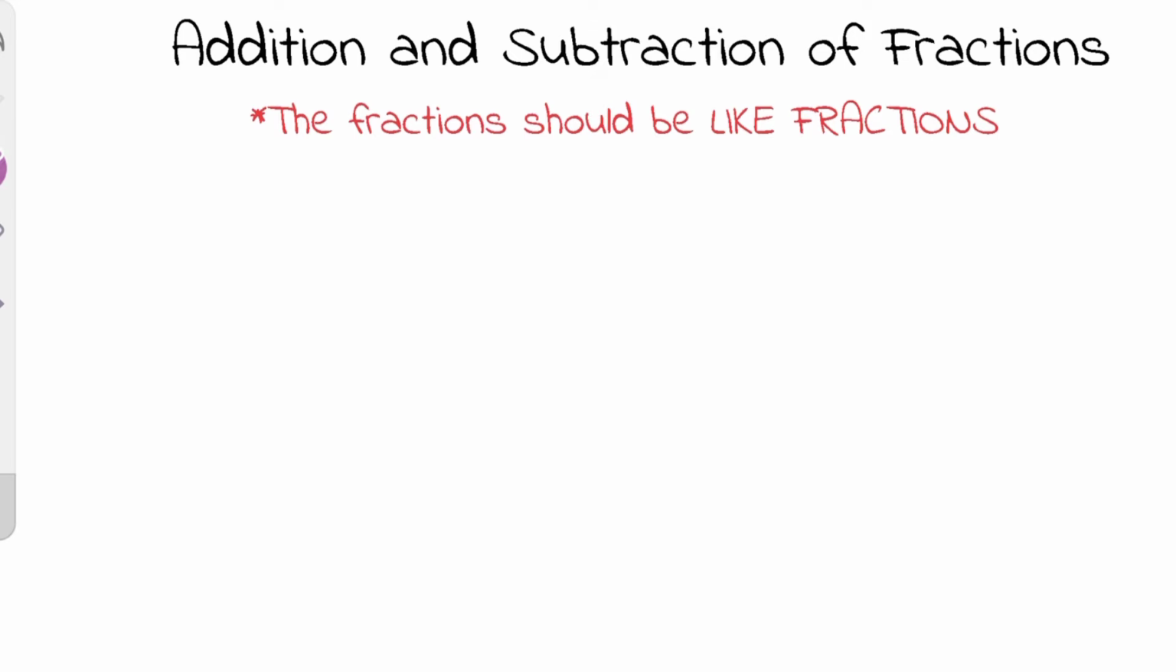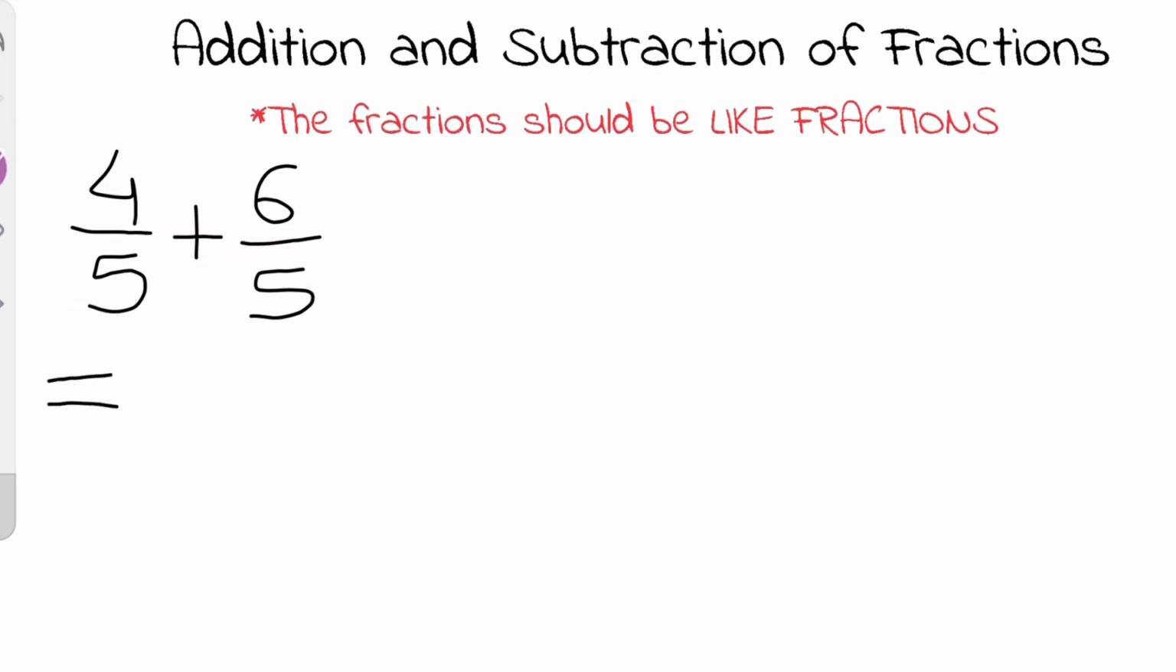Let's see, if we have like fractions, then how to do the addition and subtraction. For example, you have two fractions, 4 by 5 plus 6 by 5. Now these are two like fractions because the denominator is same. How to proceed? Very simple. Simply see the numerator and perform the operation. So here the numerators are 4 and 6. So we will just add 4 and 6. That will be 10. And the denominator will be the same, that is 5. So our answer is 10 by 5.